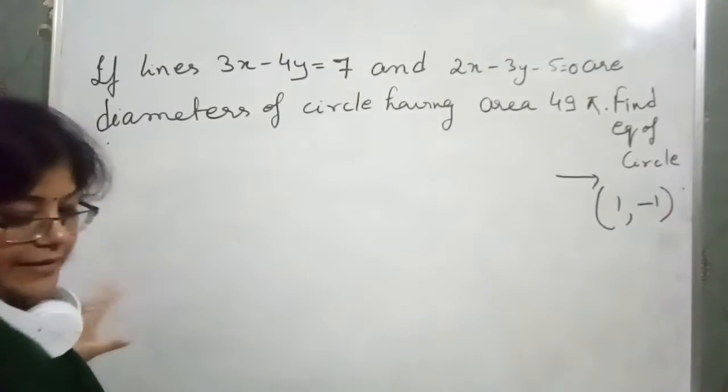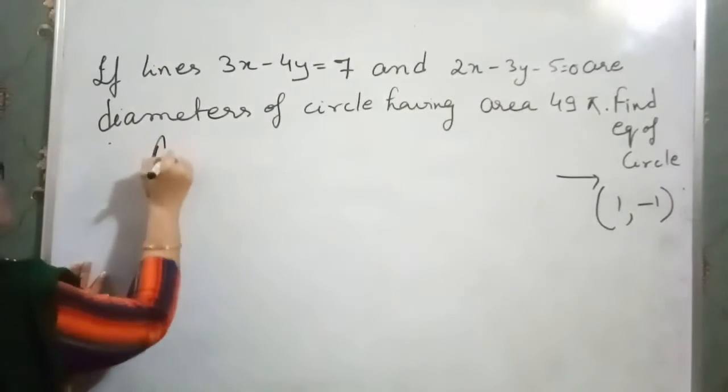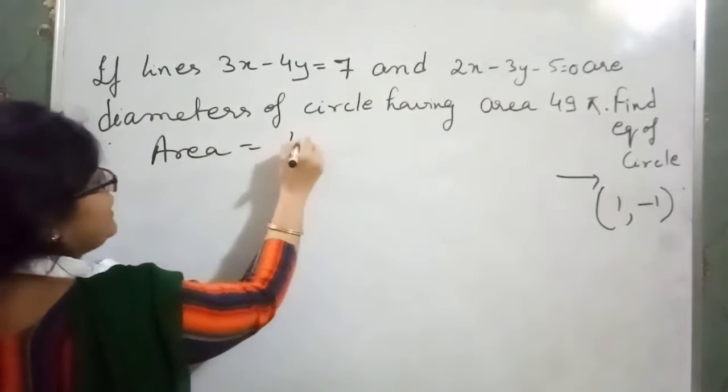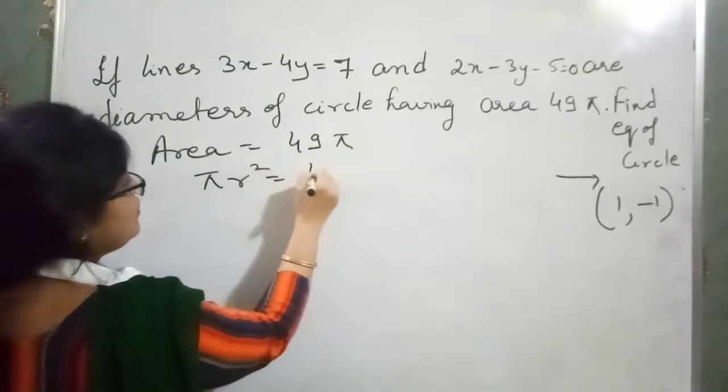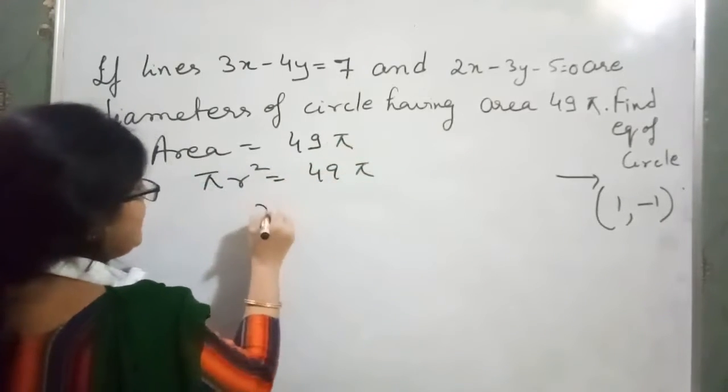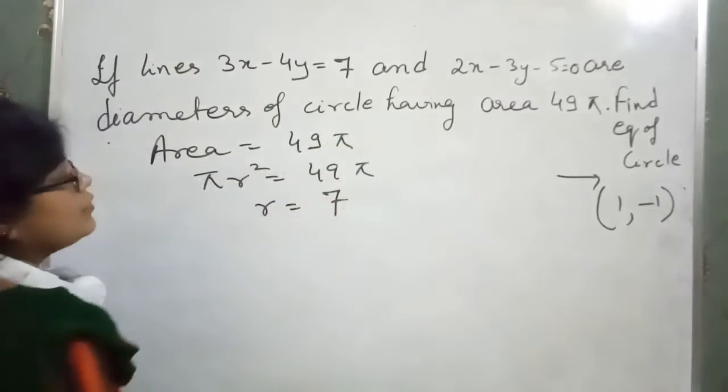So here it is given that the area of the circle is 49 pi. Area of the circle is equal to pi r square, which is equal to 49 pi. So we have r is equal to 7. I think you got it.